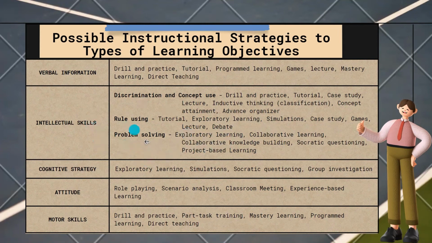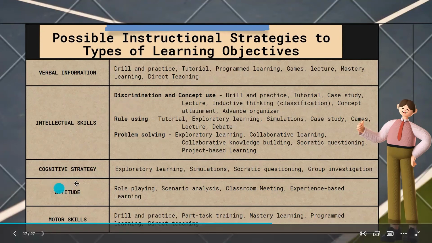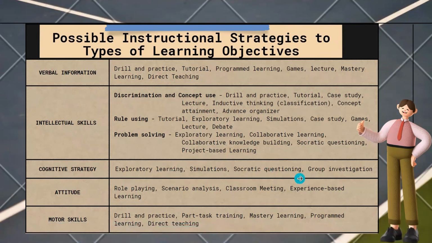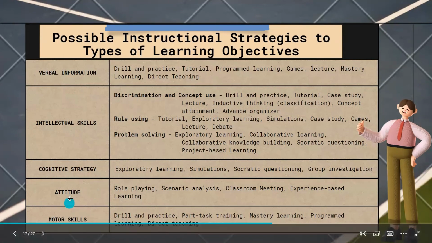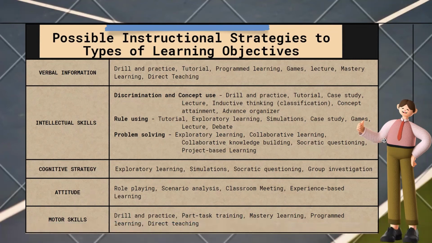In problem solving, we have exploratory learning, collaborative knowledge building, Socratic questioning, and also project-based learning. In cognitive strategy, we have exploratory learning, simulations, Socratic questioning, and group investigation. In attitude, we have role-playing, scenario analysis, classroom meeting, and experience-based learning. And lastly, in motor skills, we have drill and practice, part task training, mastery learning, programmed learning, and also direct teaching.